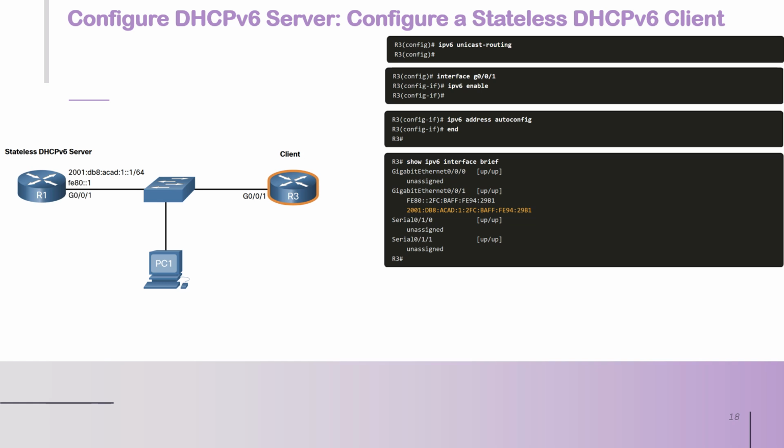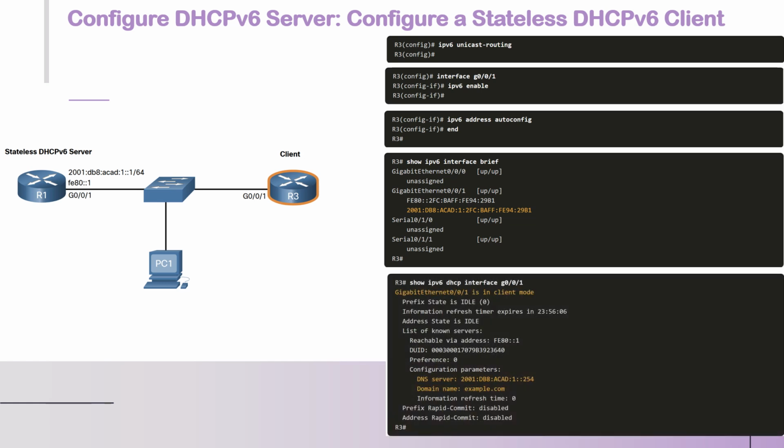And the last step is to verify the client router received all the DHCP version 6 information. So by using the show IPv6 DHCP interface GigabitEthernet 0/0/1 command, we confirm that the DNS and the domain name are learned by router 3.